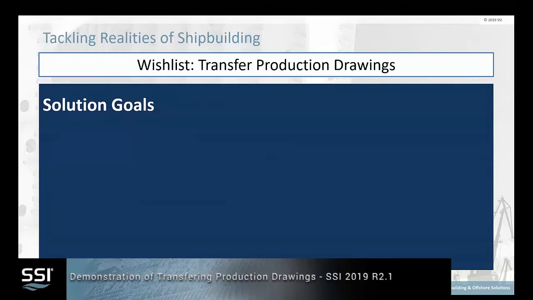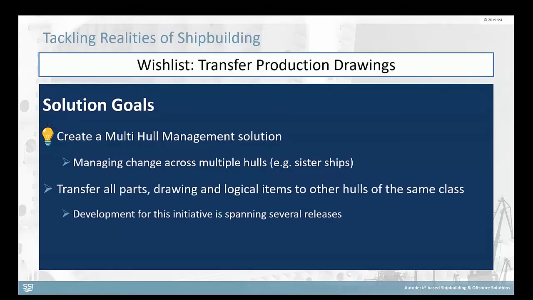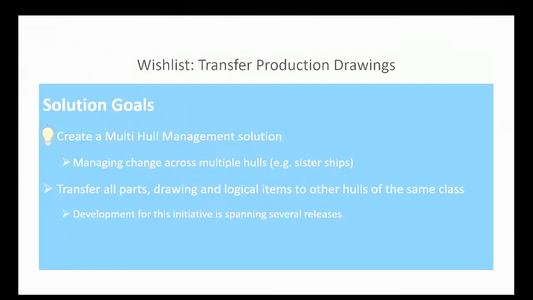For demonstration, tackling realities of shipbuilding wish list: transfer production drawings. This is a continued development on creating a multi-hull management solution, managing change across multiple hulls. A common scenario is sister ships, although it's not the only scenario. Transfer all parts, drawings and logical items to other hulls of the same class. And as we've mentioned in the last 3 releases throughout 2019, development for this initiative is spanning several releases.